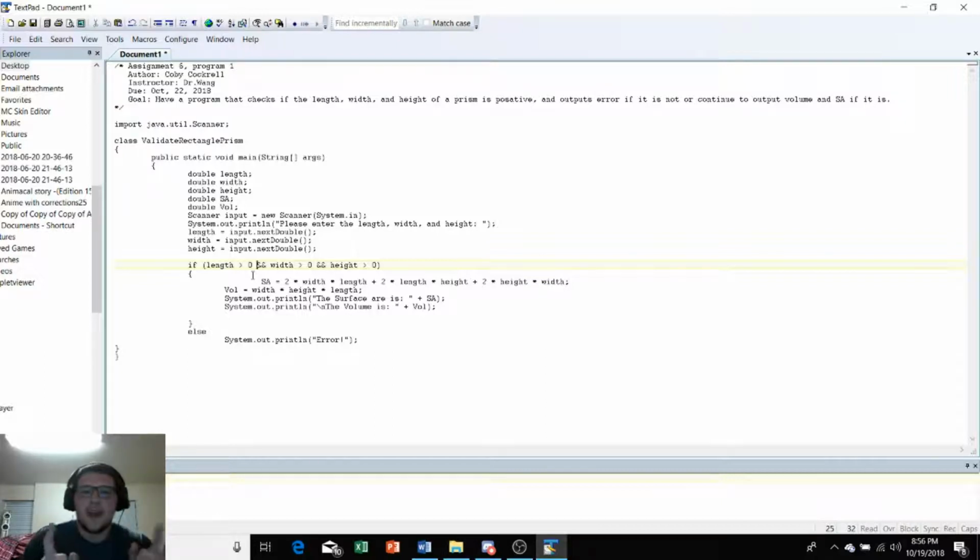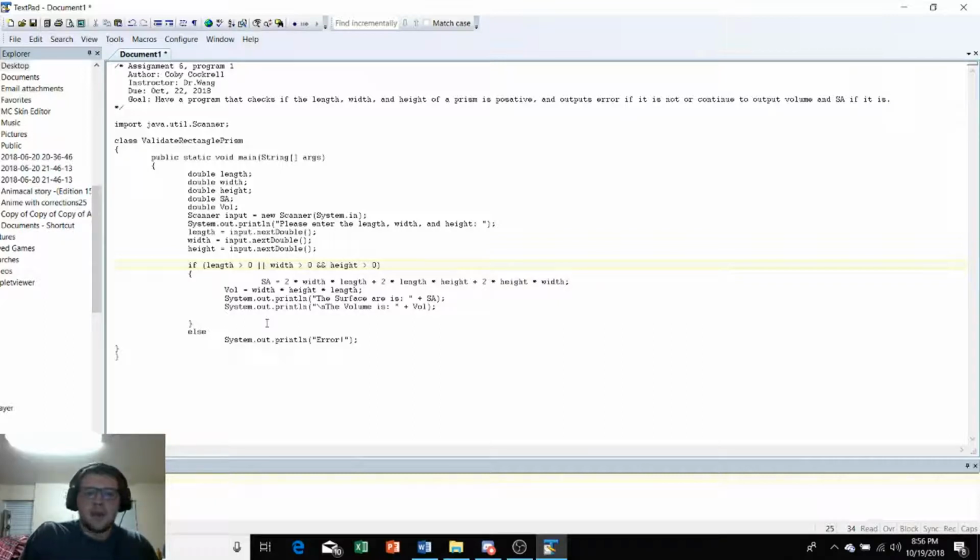So if length and width are greater than 0, if both are true, and height is greater than 0, so if length and width and height are greater than 0, they're called and operators. And this is how you do the double and. If you want to do or, what or means is that one or the other could be true.